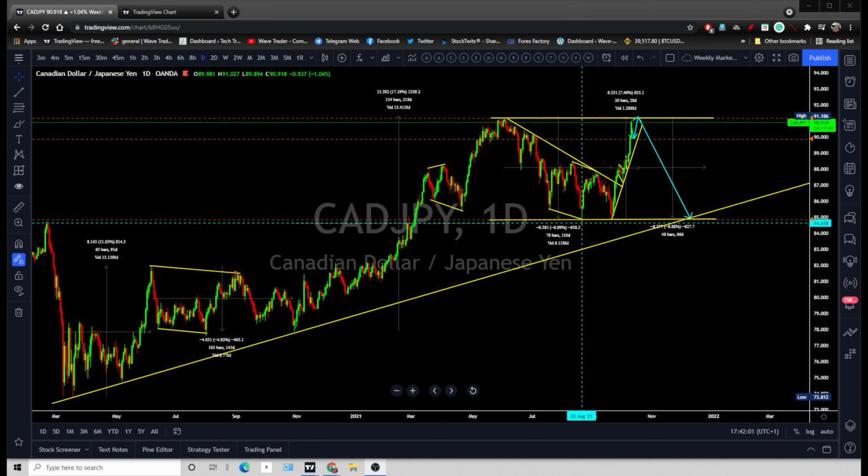Hello and welcome back. So this is going to be the CAD yen update, right? CAD yen, in the last setup, we were expecting some price action on the CAD yen around 89, and the CAD yen to drop from there. Okay, so let's look at the previous CAD yen setup, and then we're going to talk about the update.